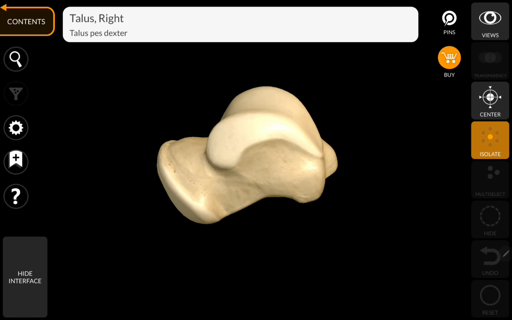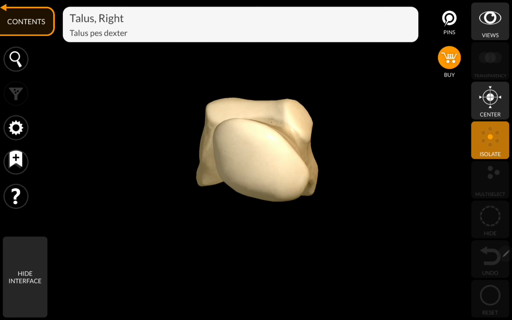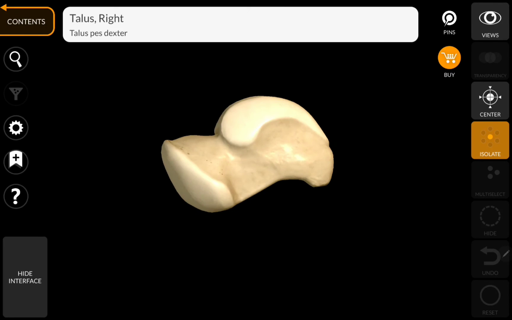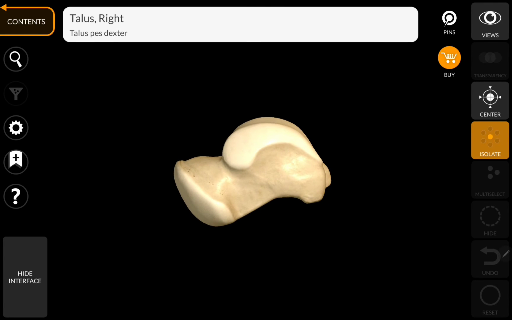Coming to the general features of the talus. As I already mentioned, in front it has a head. The head has a convex articular facet. When you look from the side, you can appreciate the shape. It is convex in nature. So this is the convex articular facet of the head, facing anteriorly.